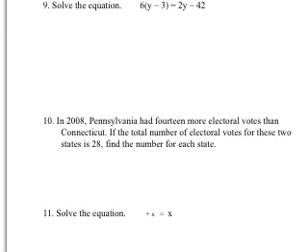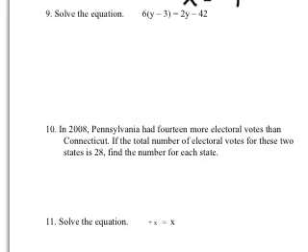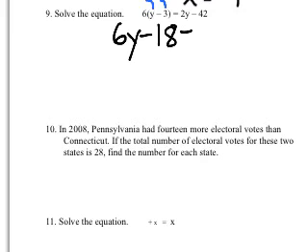Number 9. Solve the equation. 6 times y minus 3 in parentheses equals 2y minus 42. So we do our distribution first. Let's bring this down a little bit. We've got the 6 times the y and the 6 times 3. Okay, so 6 times y is 6y. 6 times negative 3 is a negative 18. And that equals 2y minus 42.